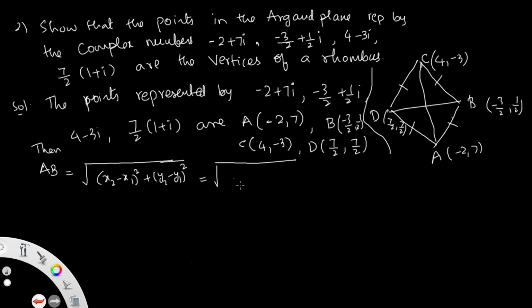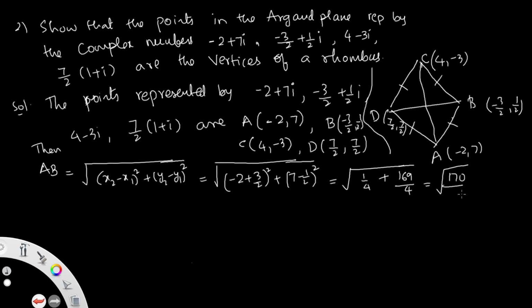AB is the distance between the given two points. That is root over (minus 2 plus 3 by 2) whole square plus (7 minus 1 by 2) whole square. Let us simplify. Minus 2 plus 3 by 2 is minus 1 by 2, and its square is 1 by 4. Next, 7 minus 1 by 2 is 13 by 2, and its square is 169 by 4. So that is root over 170 by 4, which is root 170 by 2. This is the distance AB.